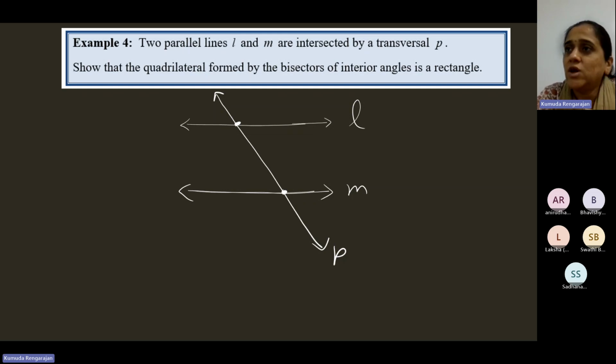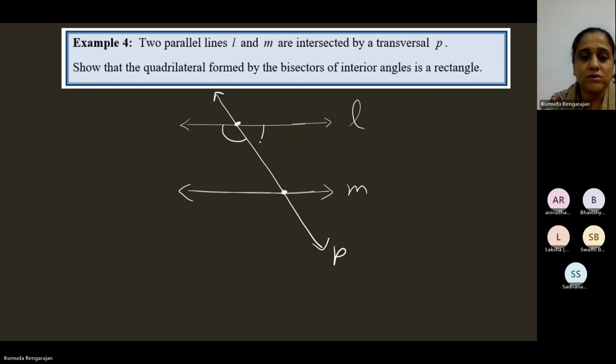Of the 8 angles, 4 angles are called dash and the remaining 4 angles are called dash. Very good. So 4 angles are called interior angles and the other 4 angles are called exterior angles. Those interior angles only they're talking about. Show that the quadrilateral formed by the bisectors of the interior angles. They're talking about those 4 interior angles.